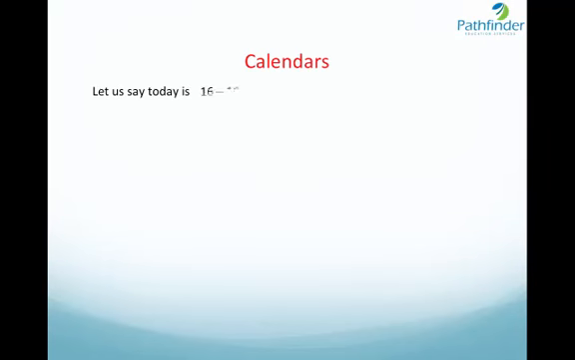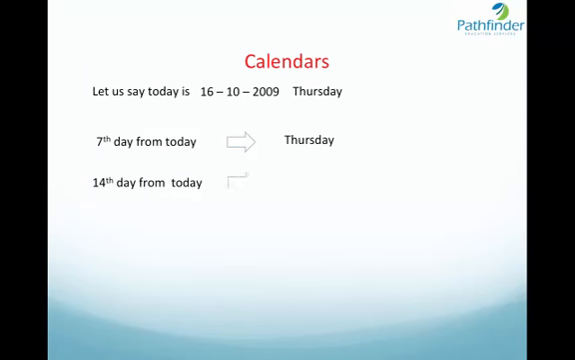So let us say today is 16/10/2009, that is 16th of October 2009, that is Thursday. So the 7th day from today should also be a Thursday. Similarly, the 14th day from today also will be a Thursday because 14 is a multiple of 7. And the 56th day from today, because 56 is again a multiple of 7, should also be a Thursday.